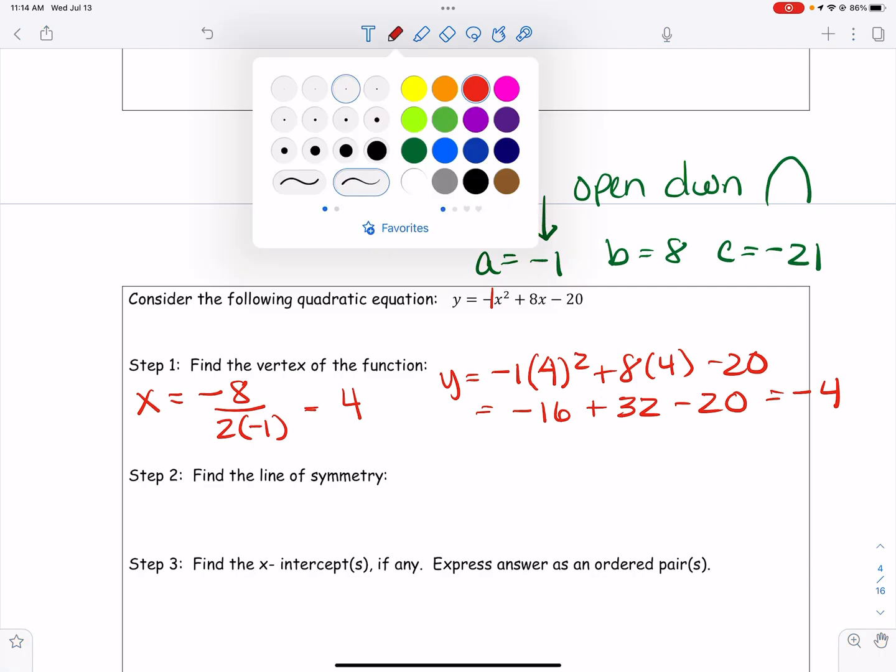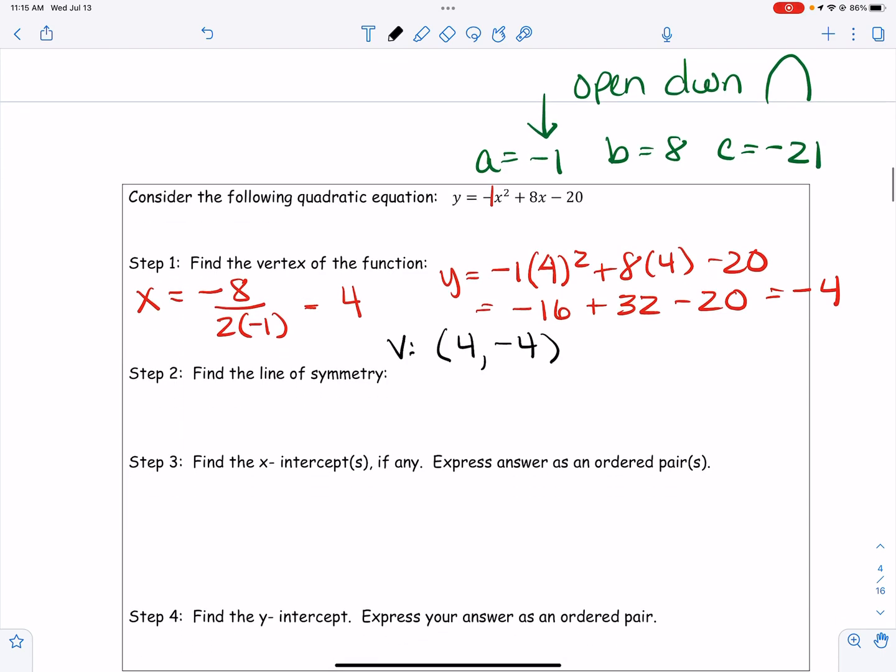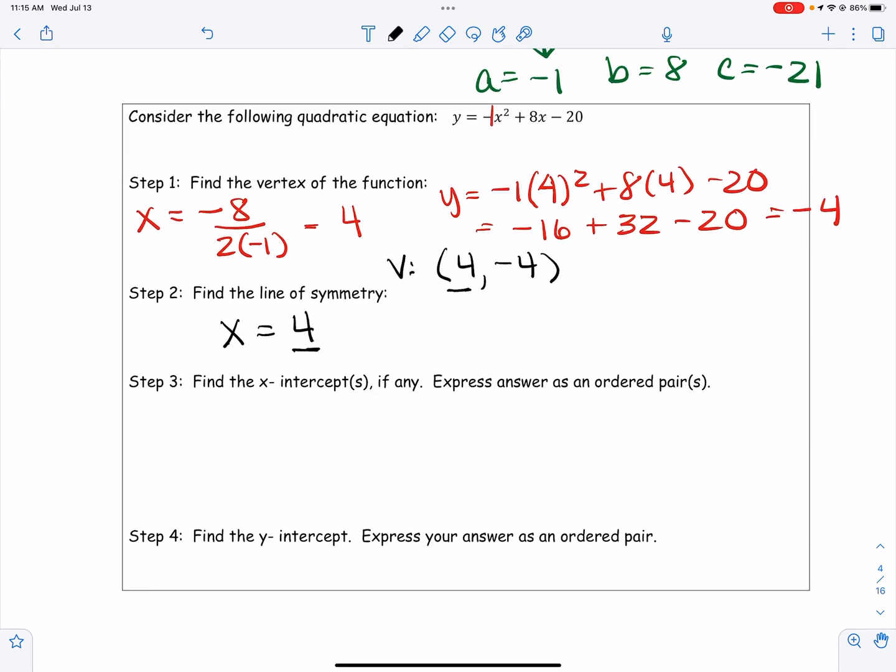So my vertex is going to be +4, -4, okay? The line of symmetry, remember, is x equals always what's your x-coordinate of your vertex. Now, to find the intercepts, I'm going to use the discriminant on this one. So b squared minus 4ac. If I take b, that's 8 squared minus 4 times a times c.